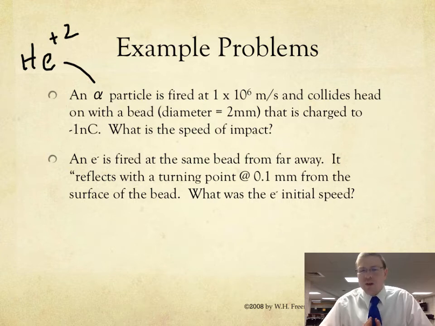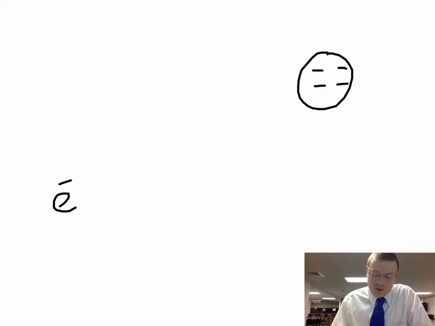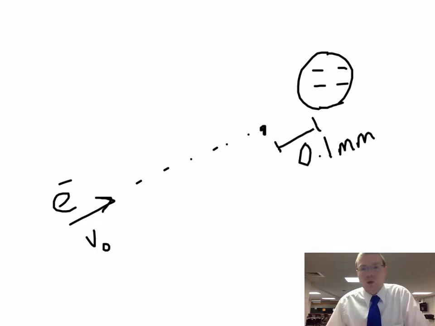How do we figure out what initial velocity we had to give that electron to get close to this negatively charged bead? So let's set up the problem. Here we go. We've got the electron. We want to know how fast we have to shoot it so that it can get all the way to here and come to a stop. The distance is going to be 0.1 millimeters from the surface of the bead. Remember that the bead itself is 2 millimeters wide, so that's going to come into play a little bit later.